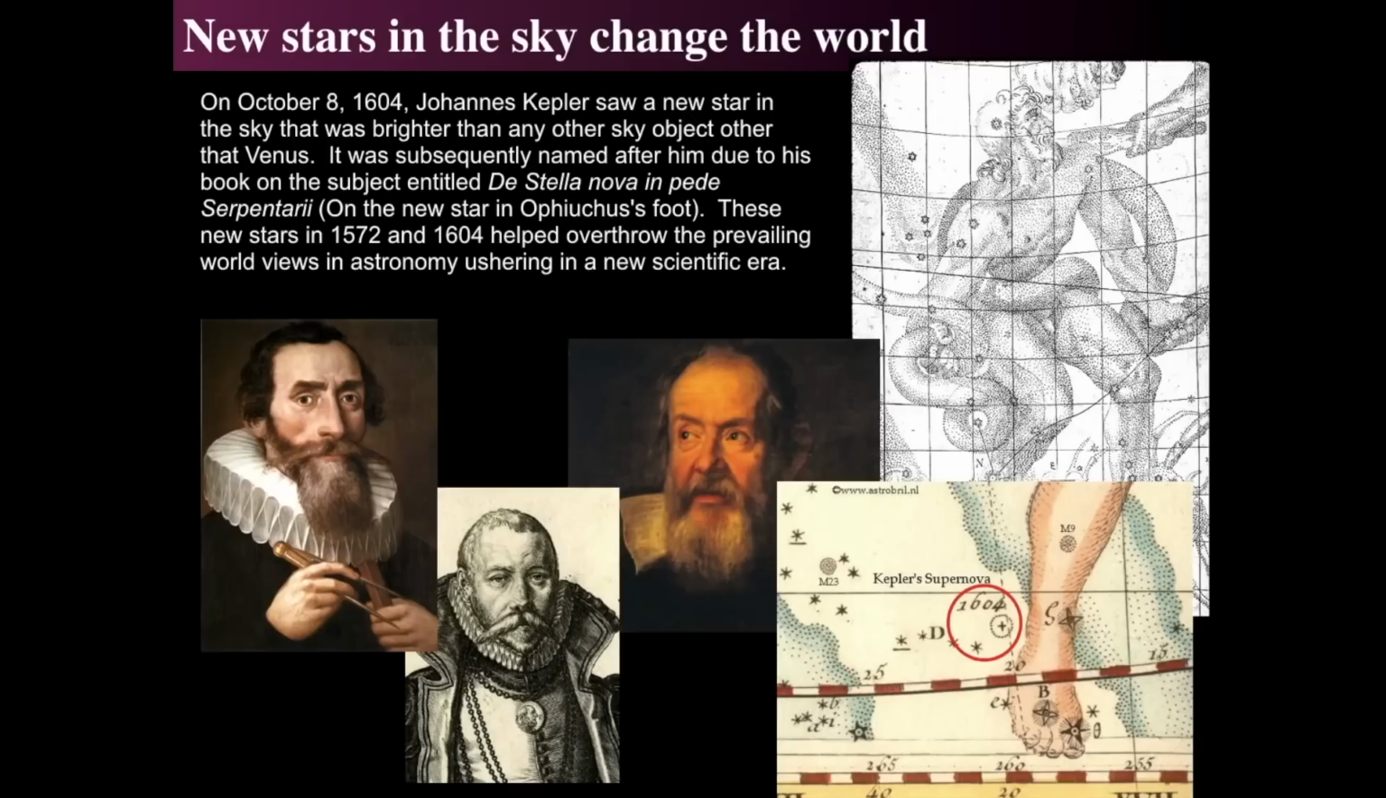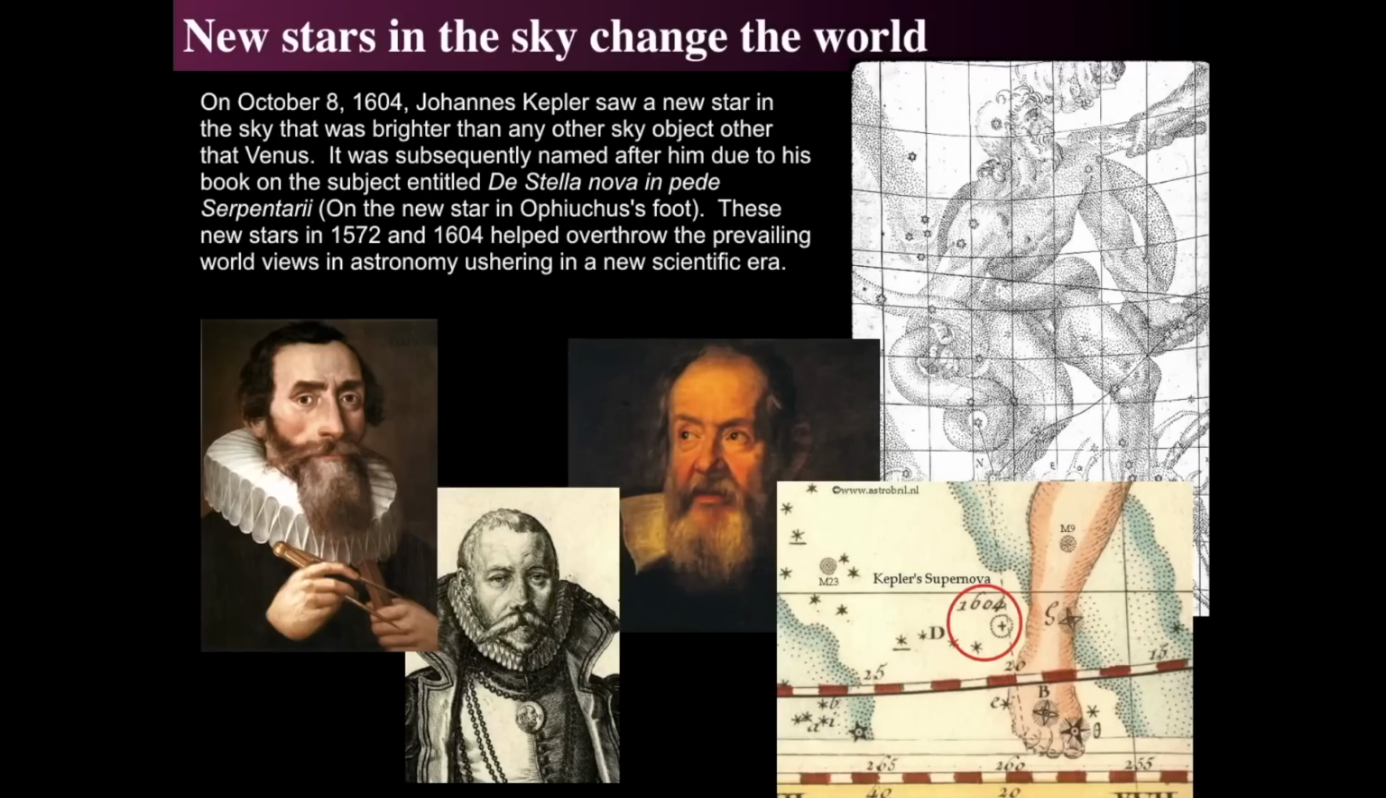Then in 1604, Johannes Kepler saw a star in the sky that was even brighter. He wrote a bunch of things, and his book was called De Stella Nova in Pede Serpentarii, which is the star in the Serpent Bearer's foot, the Ophiuchus, the Serpent Bearer constellation. Those two stars that erupted forth in 1572 and 1604 assisted Galileo and Kepler and Brahe and many others in saying that Aristotle's idea of the cosmos, that the heavens are unchanging and immutable, was wrong.